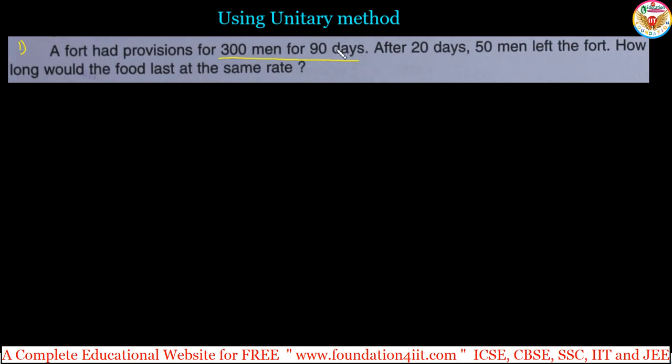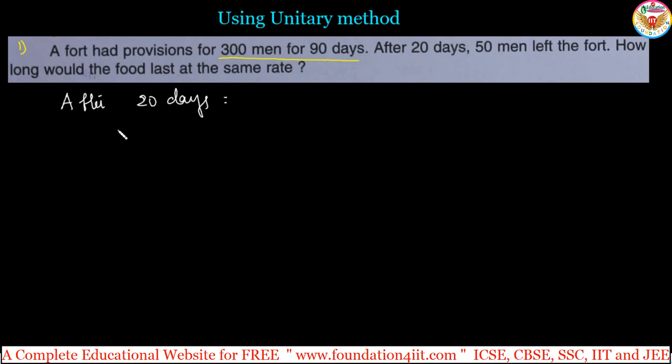300 men for 90 days is sufficient, right? So after 20 days, that means for the remaining 70 days. Let's start the problem from after 20 days. The statement given is that food is sufficient for 300 men for 90 days. So after 20 days, for 300 men the provision will last for 70 days, because 20 days are over.